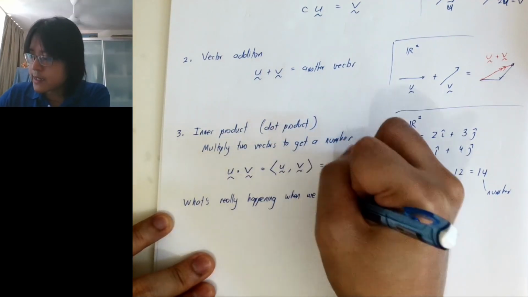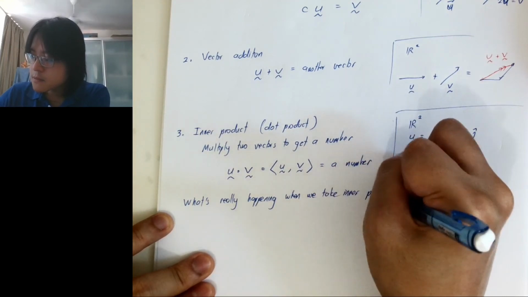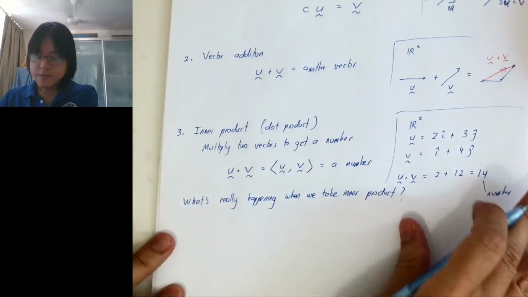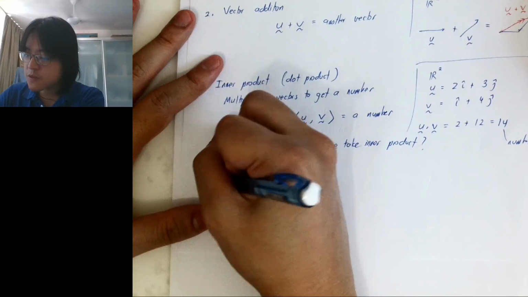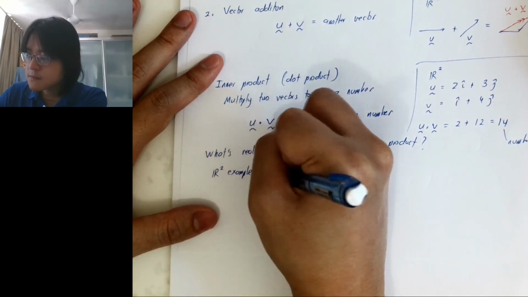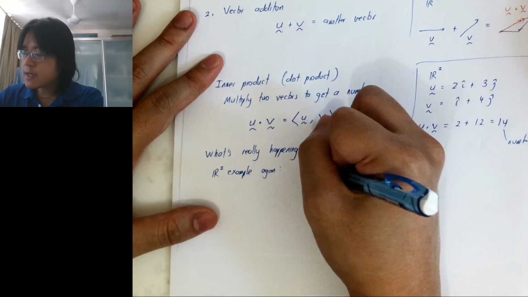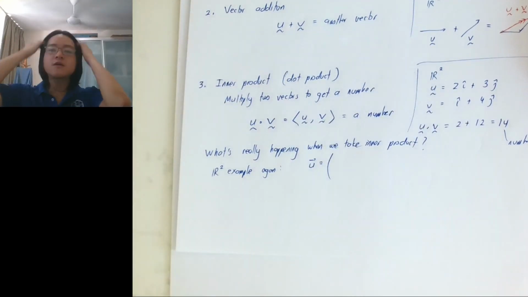When we take an inner product, okay, so let's go to an example in R2. So R2 example again. Let's say I have a vector u, and now I should write this as a column vector.